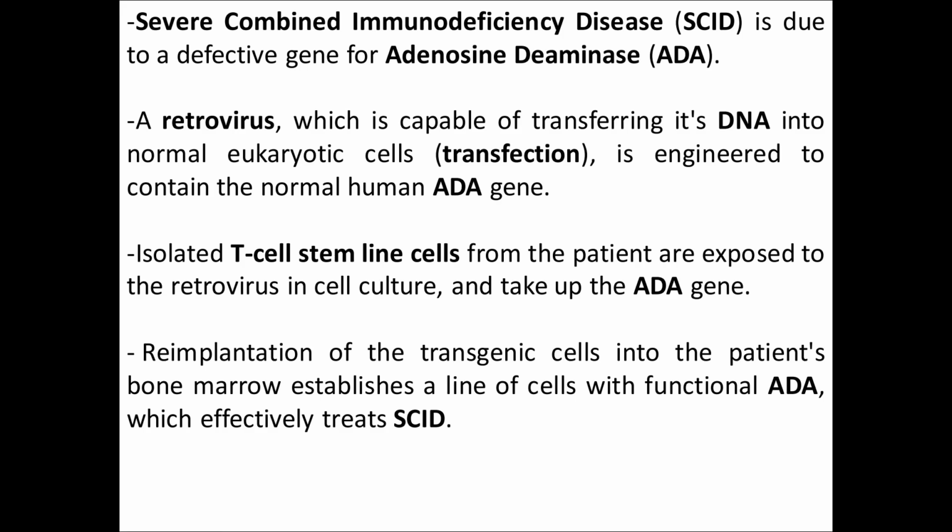A retrovirus is capable of transferring DNA into the normal eukaryotic cell through transfection, and it is engineered to contain the normal ADA gene. The isolated T cells, stem line cells from the patients, are exposed to this retrovirus in the cell culture, and they will take up this ADA gene. These genes are re-implanted into the patient's bone marrow, which will establish a line of cells with functional ADA by which they can be efficiently treated for SCID.